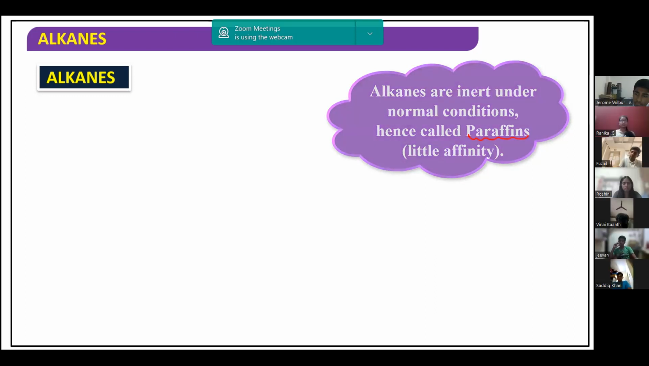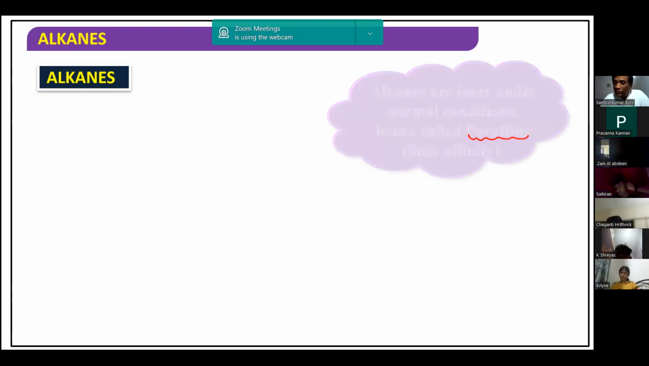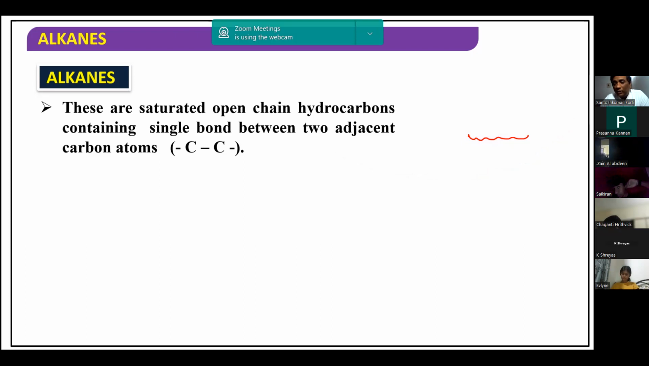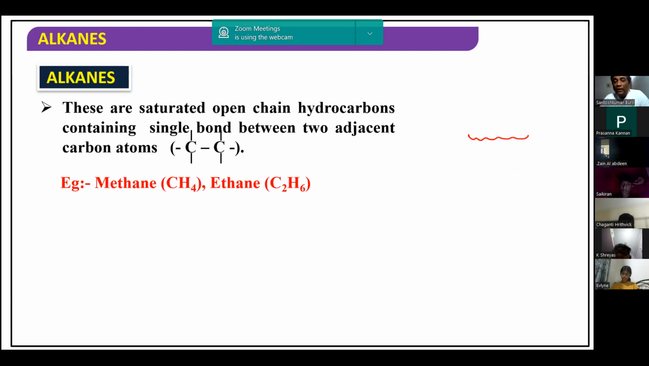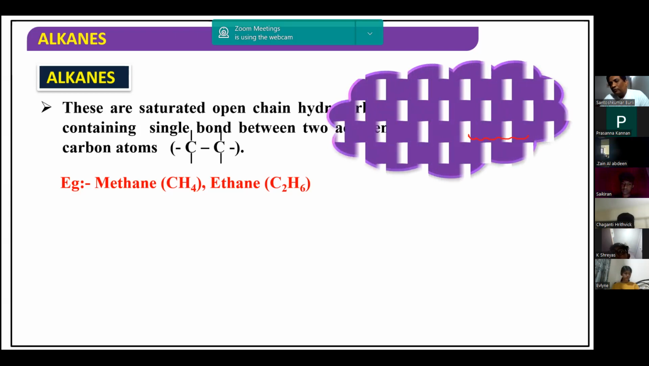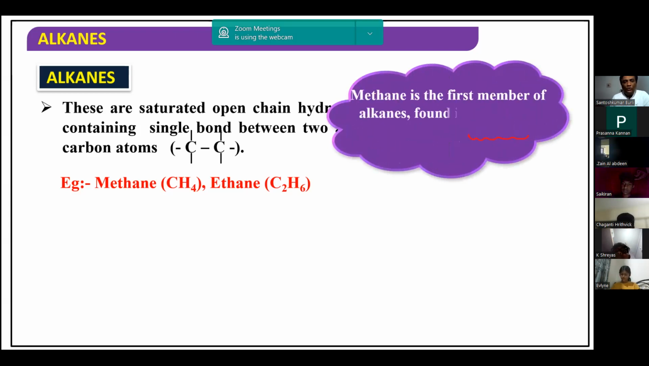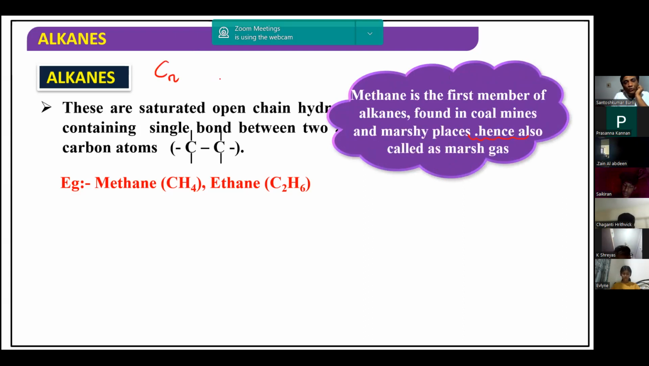These are saturated open chain hydrocarbons containing only carbon-carbon single bonds adjacent to each other. I already explained this. Examples are methane, ethane, etc. The general formula for alkanes is CnH2n+2, where n is the number of carbon atoms. The first member of the alkanes is methane, because meth means only one carbon atom. CH4 is the formula for methane.